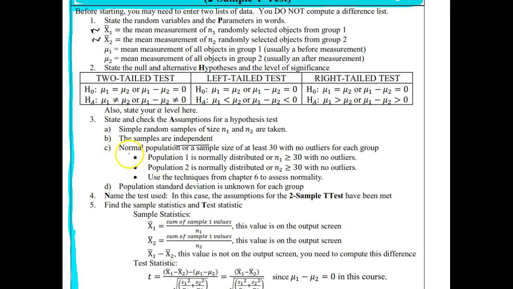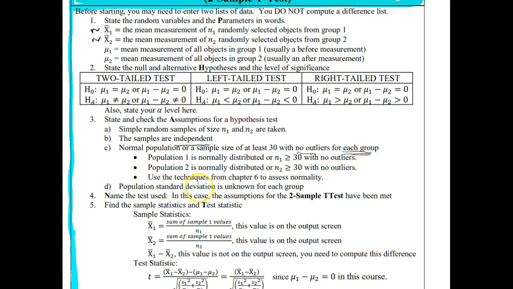The next condition is we either need a normal population or a sample size of at least 30 with no outliers for each group. So again, it's a double whammy. We've got to check it on both groups of data. Either population 1 is normally distributed, which is either stated or we've got data to run checks on to assess normality, or little n1 is at least 30 and we don't have any outliers. Then for the second group, the same thing: either population 2 is normally distributed, or little n2 is at least 30, and again, no outliers in that data set either.